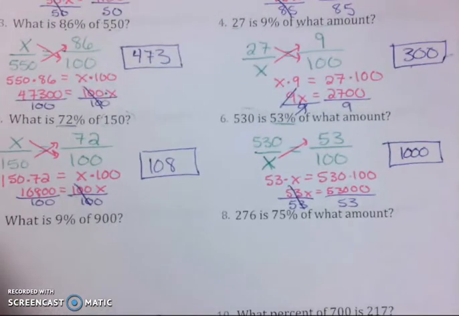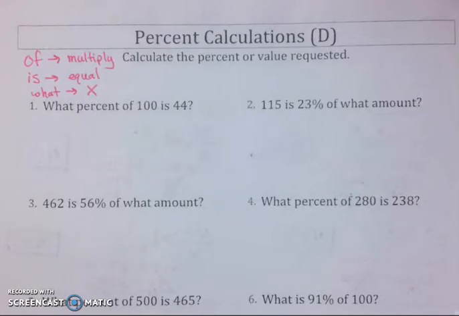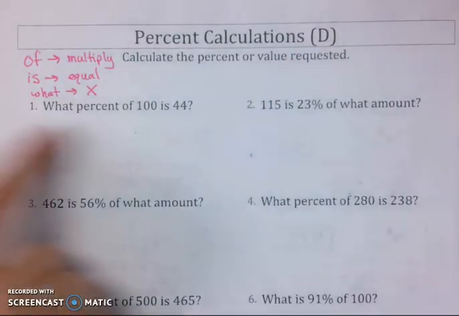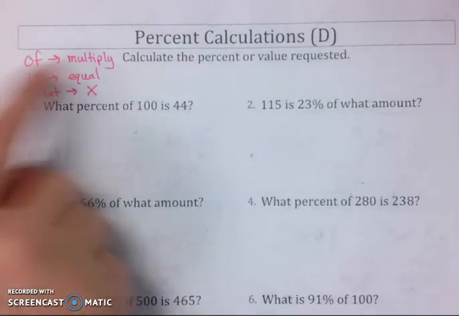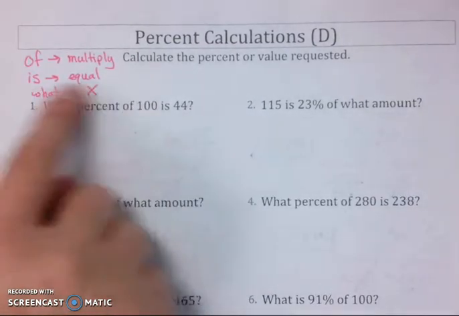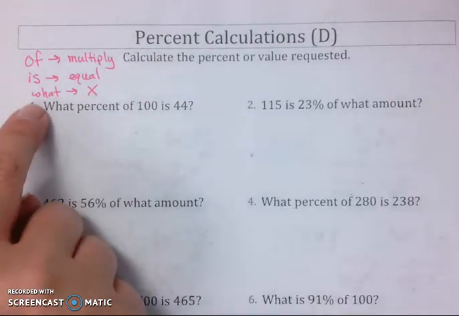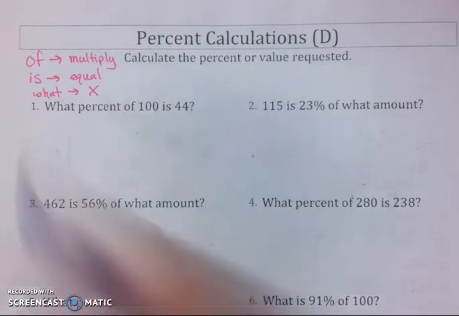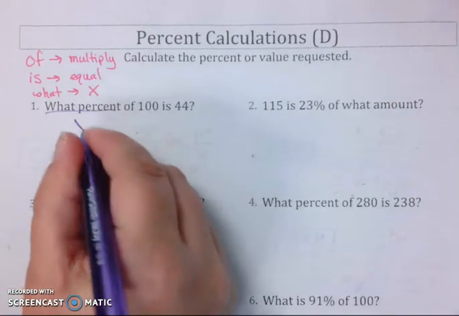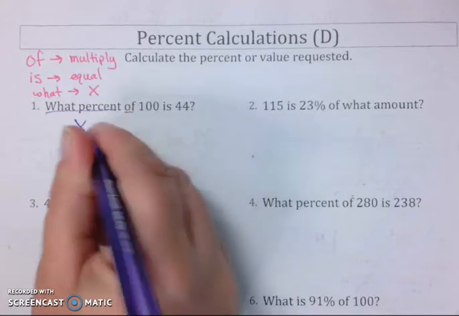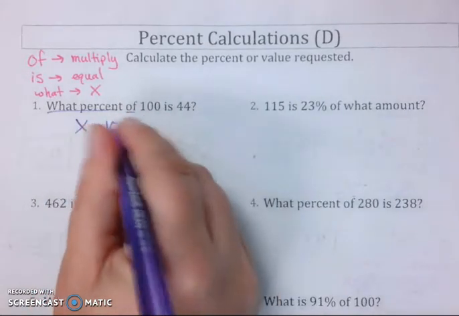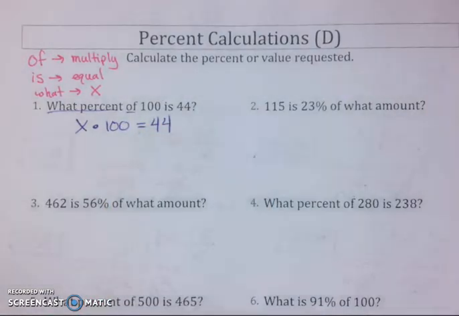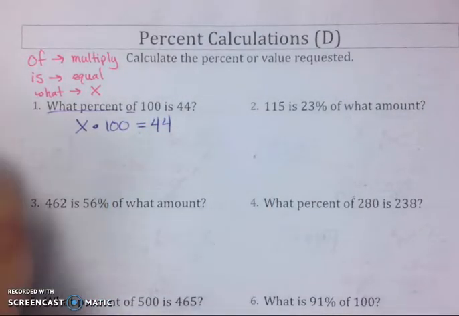Now for everyone else. Okay, the other method we learned, I'm going to start on the second page. Make sure it says D. We learned that you can make this into an equation. Of means multiply. Is means equals. And when it says what number, what percent, what amount, that's what we're looking for. That's our variable x. So what percent, that's what I'm looking for, of is multiply 100, is means equals, and then I put 44. So we write these equations and then we can solve them.